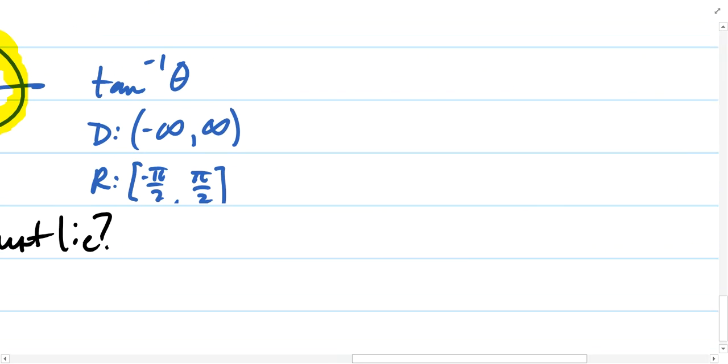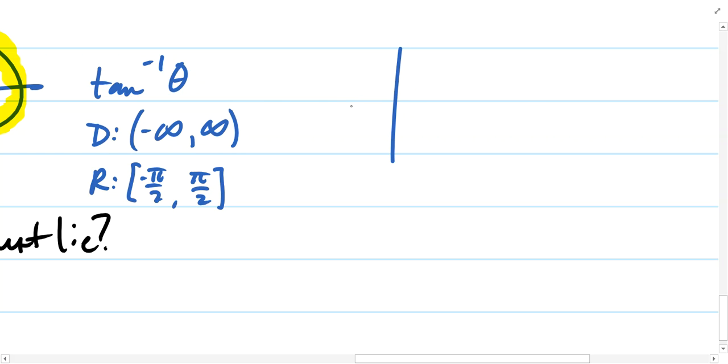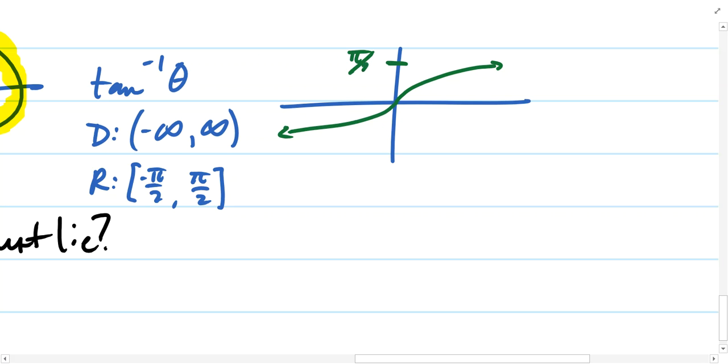Now, to me, this is where it gets real interesting, because if I had a picture of tangent, it would look something like this, especially if we restrict the domain from negative pi over 2 to positive pi over 2. We're only talking about this one section or one branch of the tangent function. And if I invert that to represent the graph of tangent inverse, it would look something like this, basically a sideways snake, where the highest point on the snake is going to be pi over 2, and the lowest point on the snake is negative pi over 2.